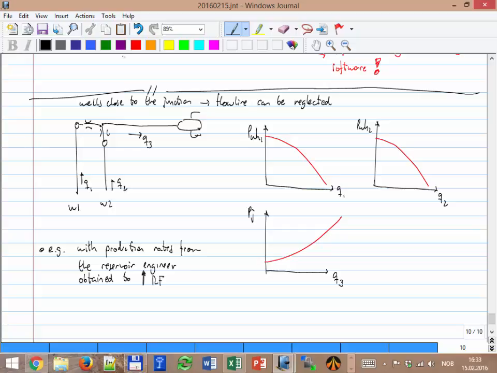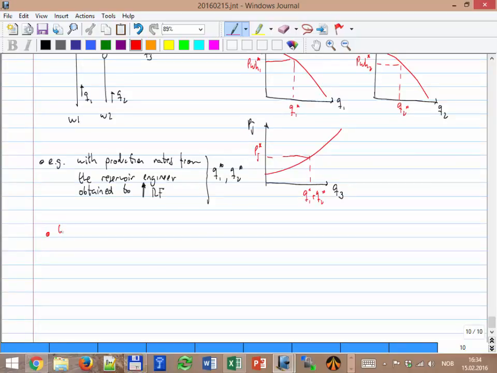So what do we do? Let's say he gave us this Q1 star and Q2 star. So we go exactly the same way that we did before, enter into this curve with this Q1 star and read PWH1 star, with this Q2 star and PWH2 star, and here with the sum, Q1 star plus Q2 star, and I read P junction. So how do I know now finally that I can produce that rate or not? I have to compute the delta P of the choke of each well, okay?